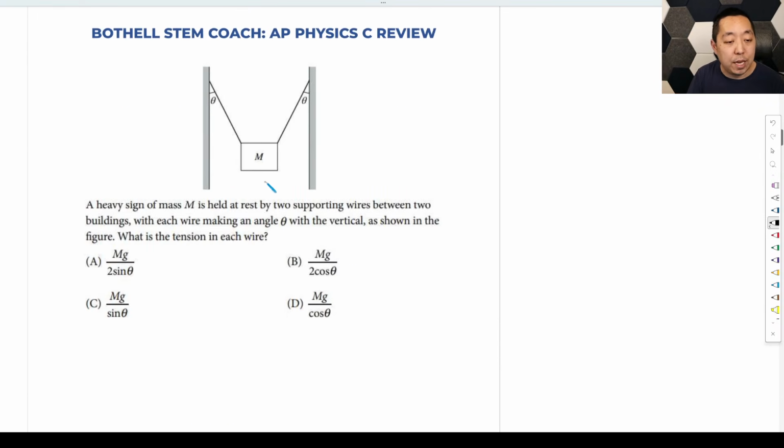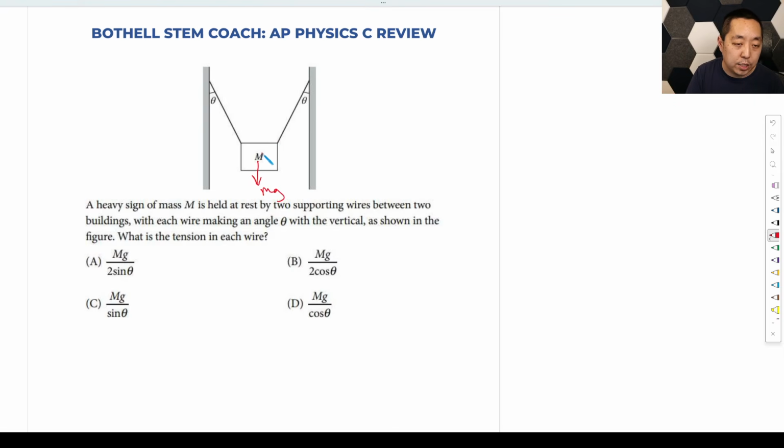A heavy sign of mass m is held at rest by two supporting wires between two buildings, each wire making angle theta with the vertical, as shown in the figure. What is the tension in the wire? So let's go through our process. Draw our free body diagram. First, we start with gravity. We have mg.